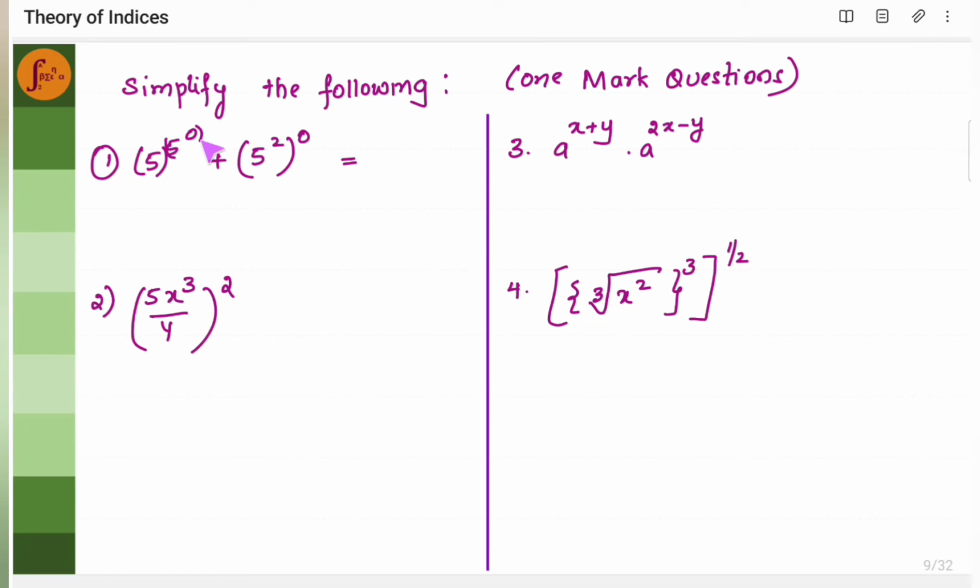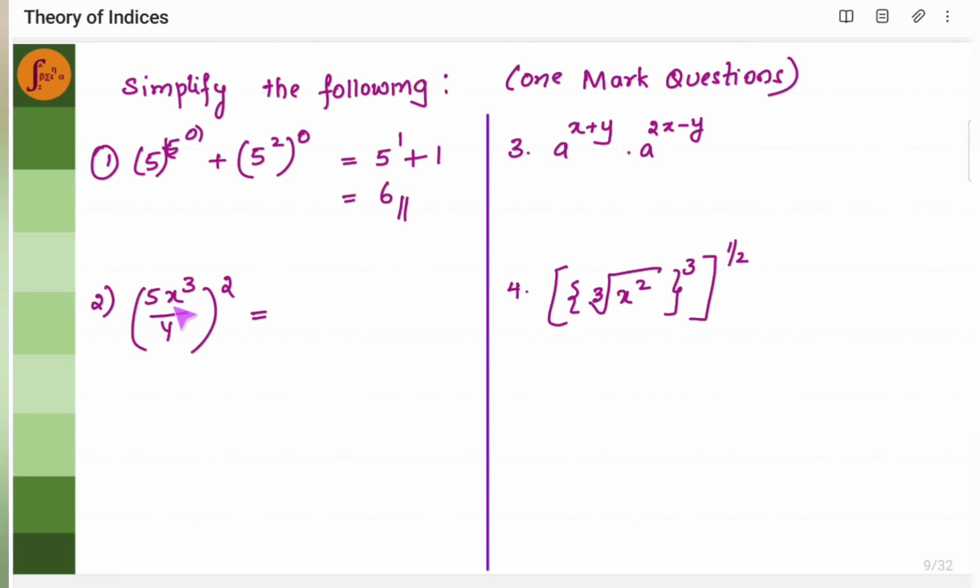5 to the power 0. What is 5 to the power 0? Anything to the power 0 is 1. So we'll get 5 to the power 1 plus, again, anything to the power 0 is 1. So 5 plus 1, 6 is the answer. Let's go to the second one.